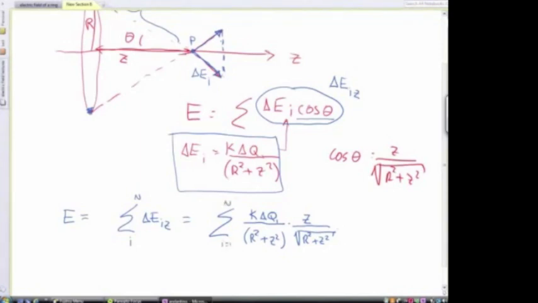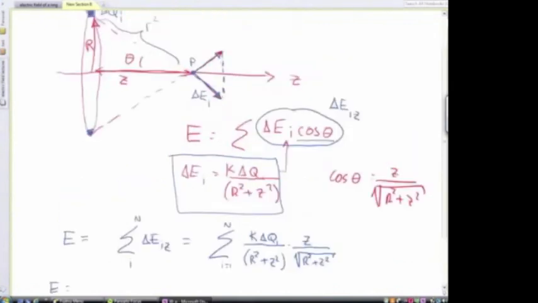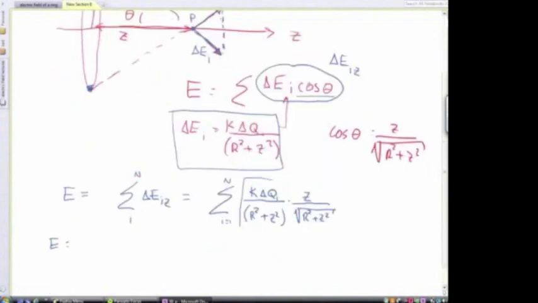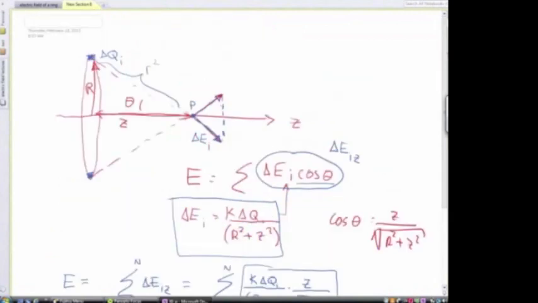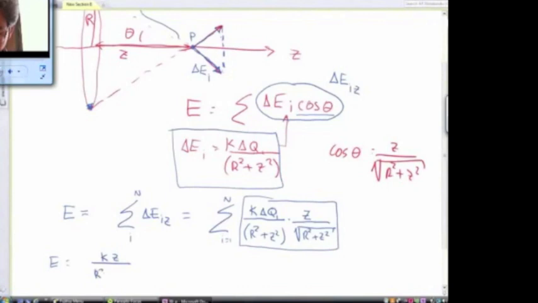Theta, the cosine of theta is the adjacent, z, divided by the square root of r squared plus z squared. Now notice that every term in the summation is constant, because every piece of the charge in the ring is at the same distance r from the point P. So because that's a constant, we can pull it out of the summation, everything that doesn't change.